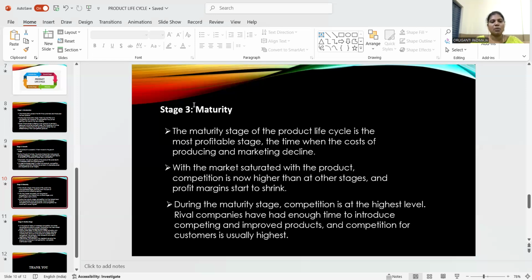Rival companies have had enough time to introduce competing and improved products, and competition for customers is usually highest.